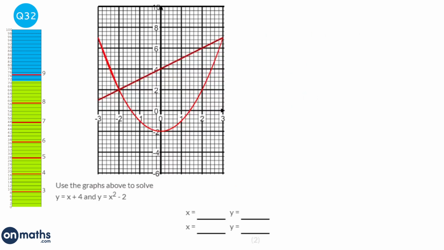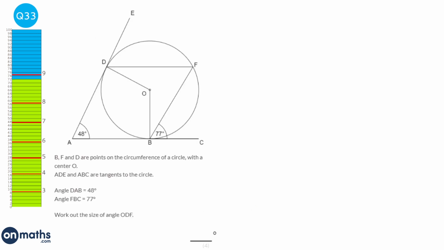When solving simultaneous equations graphically, the solutions are just where the two graphs meet. So we've got y equals x plus 4 drawn, and we've got y equals x squared minus 2 drawn. So the solutions will be here and here. So the coordinates will be x equals minus 2 when y equals 2, and x equals 3 when y equals 7.